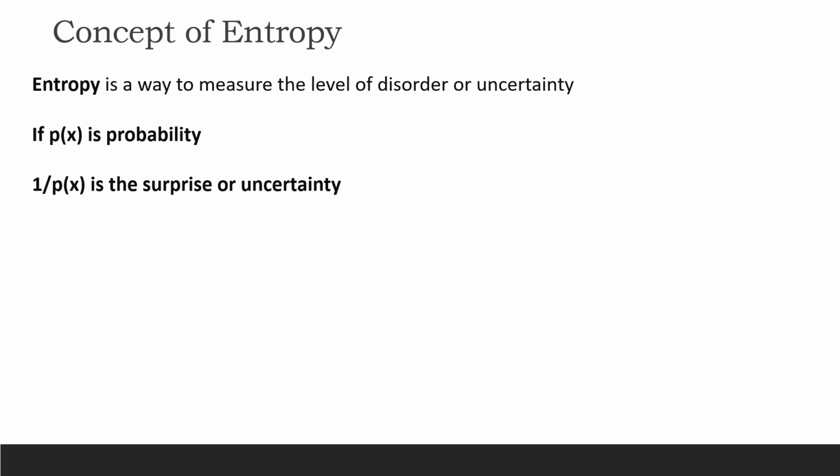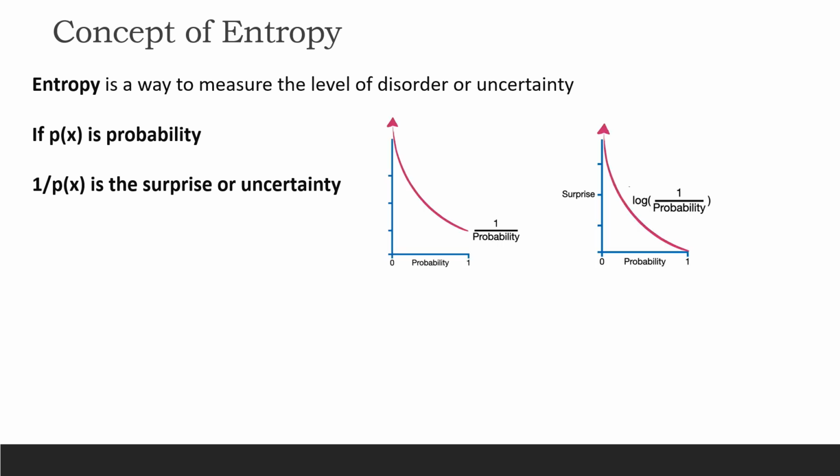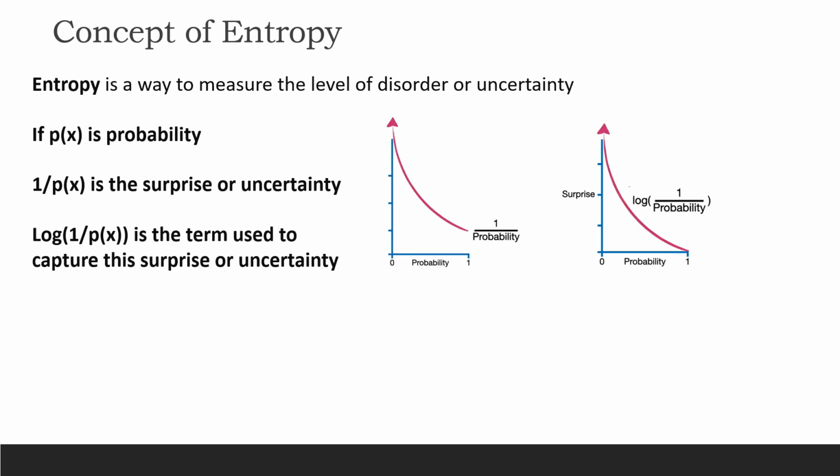So the probability of heads is 0.9, and the probability of tails would be 0.1, and 1 by 0.1 will be 10. So the surprise on getting tails would be 10, whereas the surprise on getting a head would be 10 by 9, that is 1 by 0.9. So 1 by Px is the surprise or the uncertainty. To bring this uncertainty measure into a scale, we use the logarithmic scale. So log 1 by Px is the term used to capture this surprise or uncertainty within a scale.